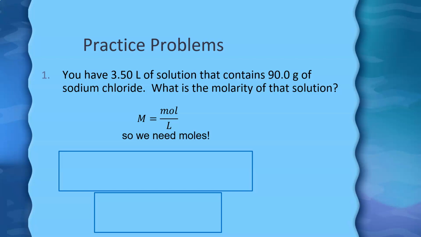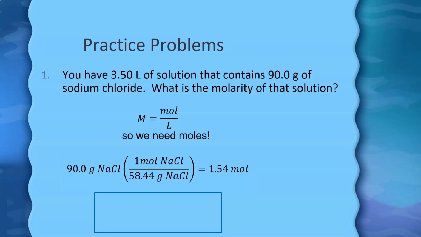But this is not gram-larity. So I need to take that 90 grams of sodium chloride and convert it into moles so that I can put moles over liters. Of course, that would require the molar mass of sodium chloride, which would just be adding up one sodium and one chlorine. That gives me about 58.44. So in order to get my grams to cancel, I would have to put the gram on the bottom and the molar mass up top.